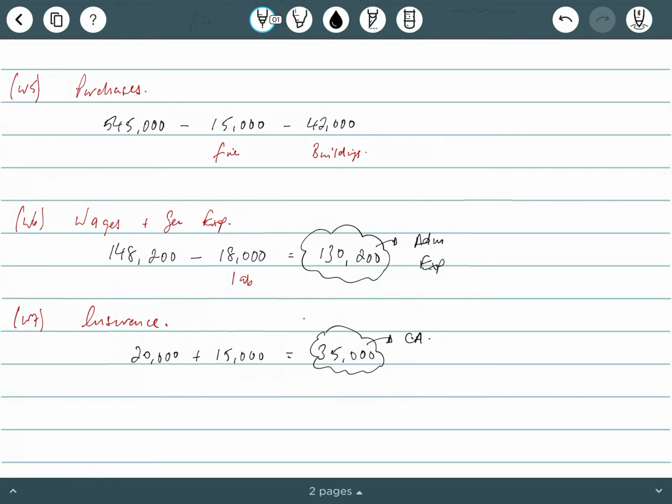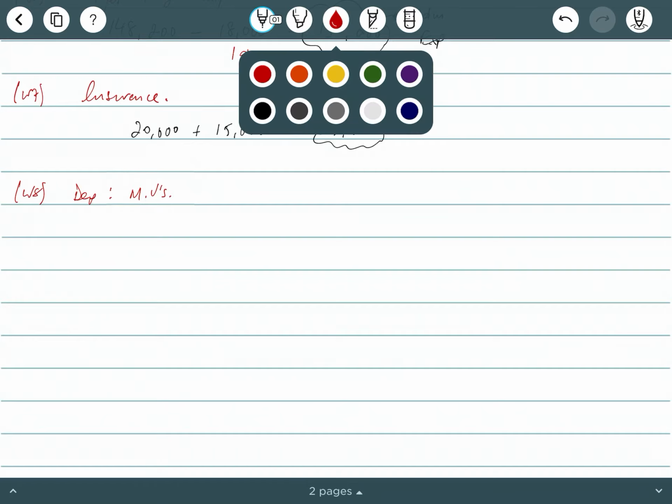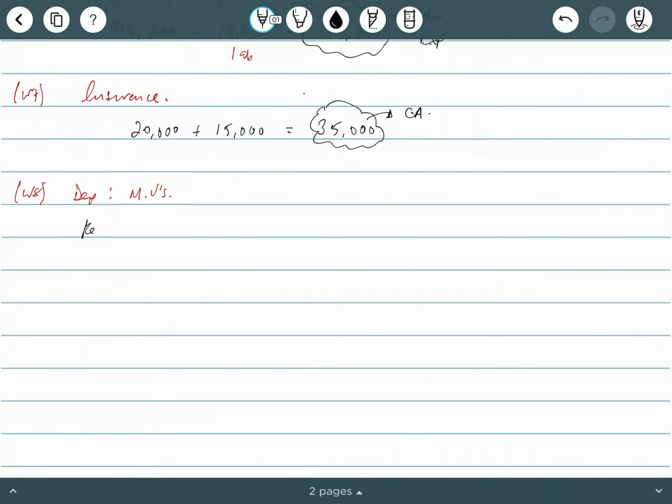The next 3 workings you'll do in your sleep at this stage, I'm sure. It's the depreciation on delivery vans. So you have depreciation on motor vehicles, I'll just go MVs for short. Okay, 3 little columns as per normal: kept, rid, and new. So we kept 150,000 minus what we got rid of, which is 48,000. So that gives you 102,000 for the full year.